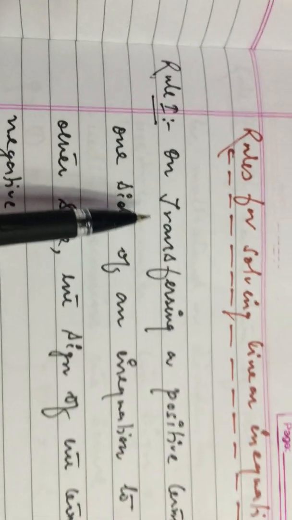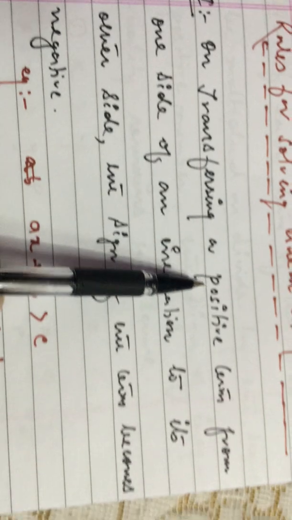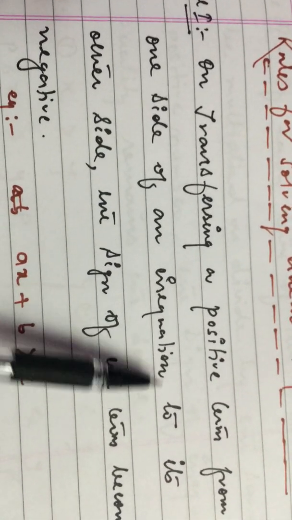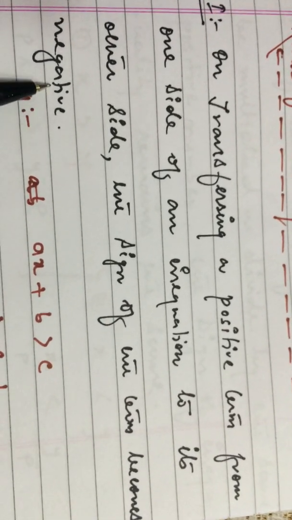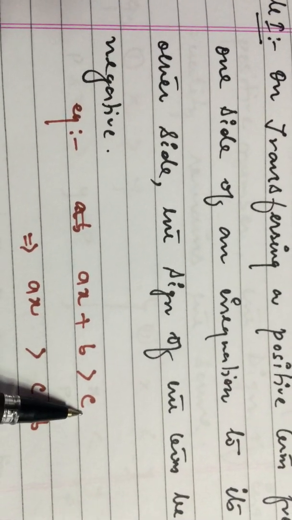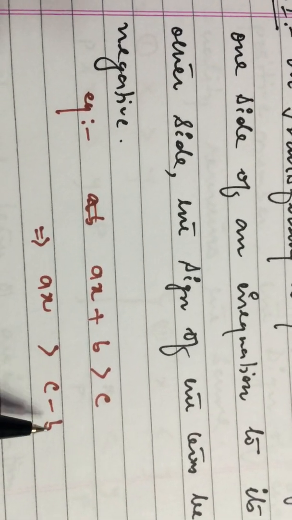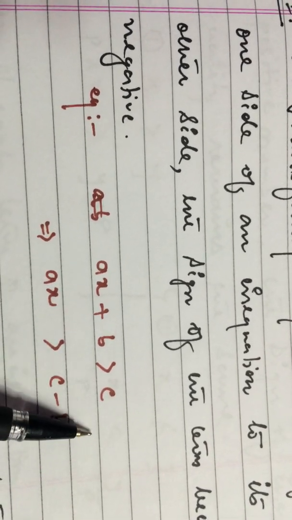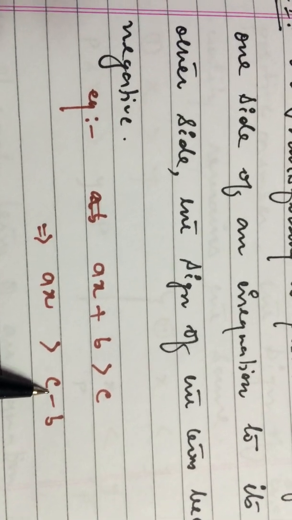Actually here there are 6 rules. Rule number 1: on transferring a positive term from one side of an inequation to its other side, the sign of the term becomes negative. For example, ax plus b is greater than c, so ax is greater than c minus b. Transferring this positive term from one side to the other, the positive term becomes negative.